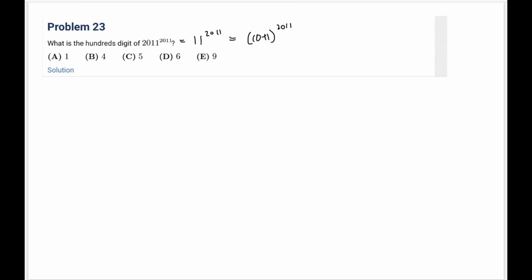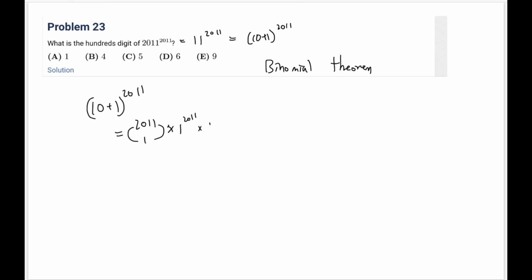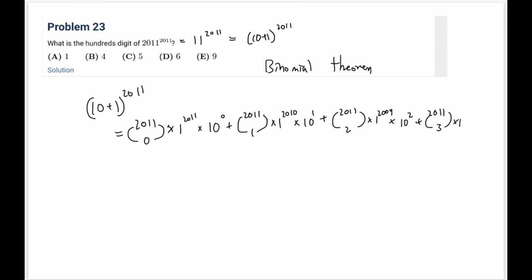And so we are going to use the binomial theorem. 10 plus 1 to the 2011th power would be the same as, first is 2011 choose 0 times 1 to the 2011th power times 10 to the 0th power. And then the next is 2011 choose 1 times 1 to the 2010th power times 10 to the first power, plus 2011 choose 2 times 1 to the 2009th power multiplied by 10 to the second power, plus 2011 choose 3 times 1 to the 2008th power, and then times 10 to the third power.